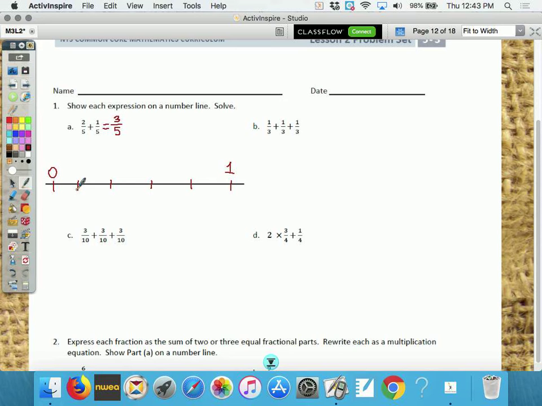Now, all I have to do is show 2/5 and then show 1/5. Now watch my little trick for doing this and not losing my place, okay? For 2/5, I'm going to go 1, 2, then draw it back to 0. That way I don't lose my place, okay? Then put 2/5 above it. Okay, do that now.